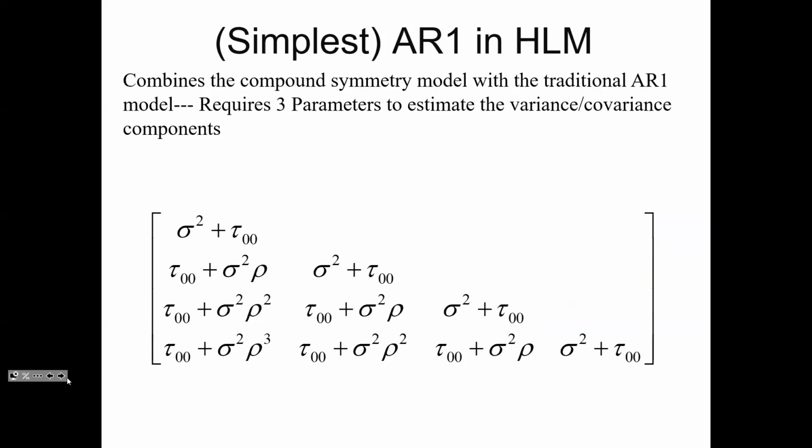But you can see that for adjacent time points like 1 and 2, 2 and 3, 3 and 4, we're multiplying by rho, right? But now this is time points 1 and 3. So it's not rho anymore, it's rho squared, which means that the correlation between time 1 and time 3 is going to be lower than between time 1 and 2. And because this is now cubed, the correlation between time 1 and 4 is going to be lower than between time 1 and 3.